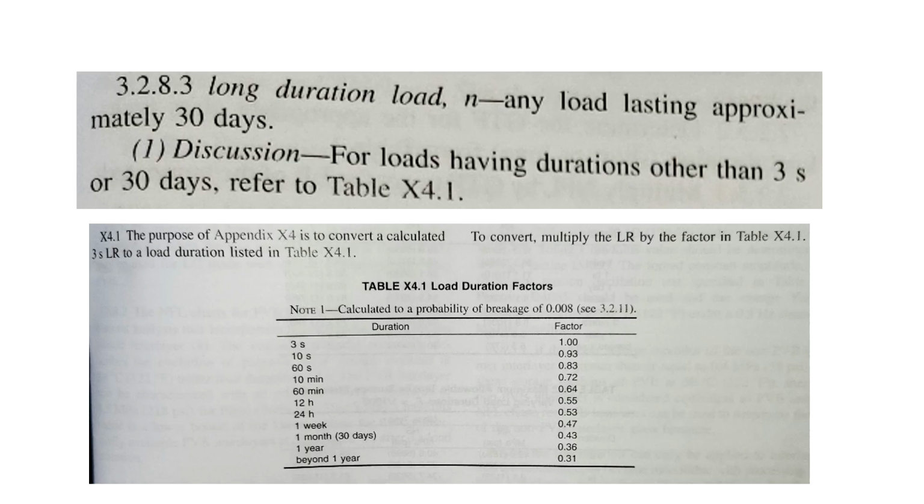3283, long duration load: any load lasting approximately 30 days. There you go, that's our long duration again, 30 days. We saw that before. For loads having duration other than 3 seconds or 30 days, refer to table X41, which you can find in the back, in appendix X41. That's on page 61. This is 3 seconds, where it's a factor of 1. What was our other one? 30 days, 1 month, is 0.43.